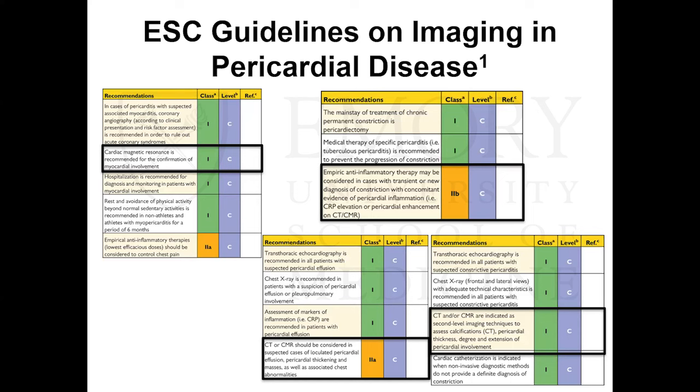So these are all the ESC guidelines. I don't plan on going into this in any detail here, but in the upper left, you can see they're talking about myocarditis and pericarditis. In the upper right, looking at some constriction. And then these bottom two down here are looking at patients with pericardial effusion and again with constrictive pericarditis. And I just highlighted all the mentions of cardiac MR.